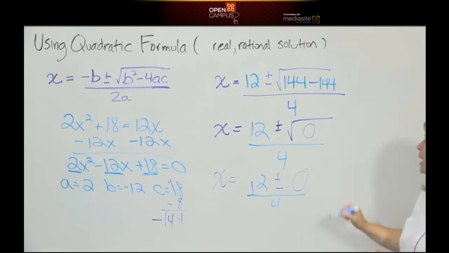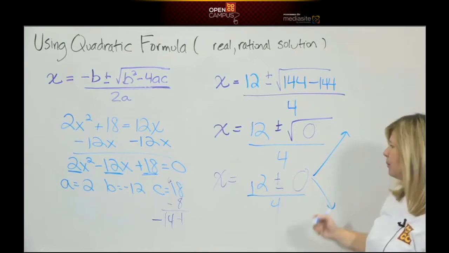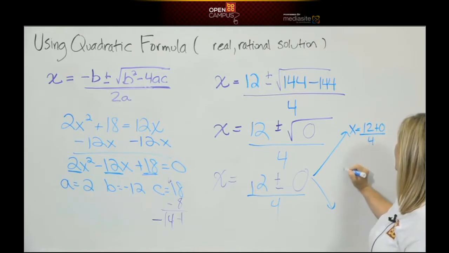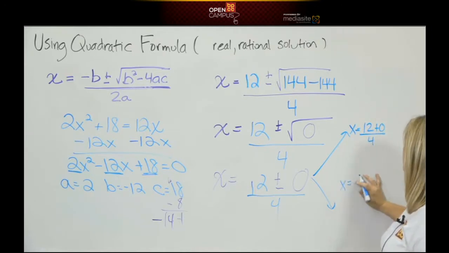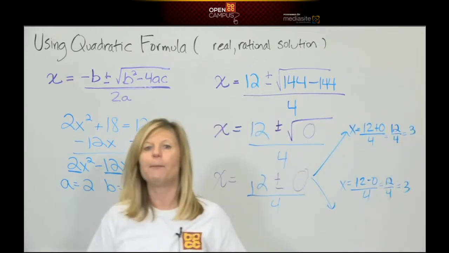It's at this point that I break this up into 2 equations because you cannot add and subtract at the same time. So this is x equals 12 plus 0 over 4, and x equals 12 minus 0 over 4. Now, if you know your arithmetic well, you know adding 0 to 12 and subtracting 0 from 12 is not going to change the value. So you know your numerator is 12, and we all know 12 divided by 4 is 3. We have 2 solutions. X is 3, x is 3. It just so happens they're the same.